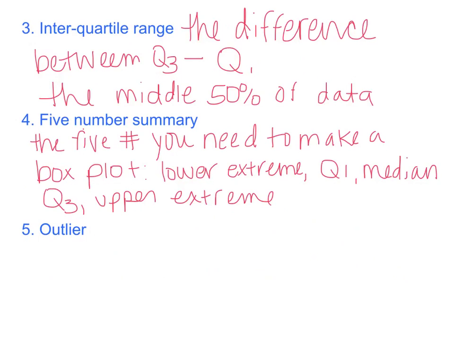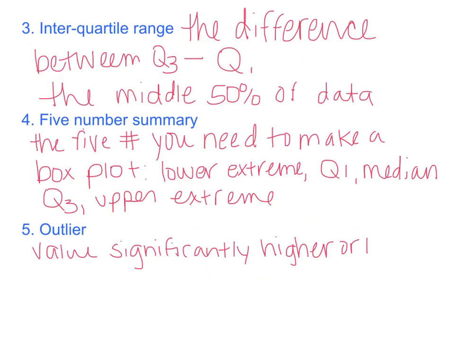Our last definition is going to be an outlier. An outlier is going to be a value significantly higher or lower than the mean.